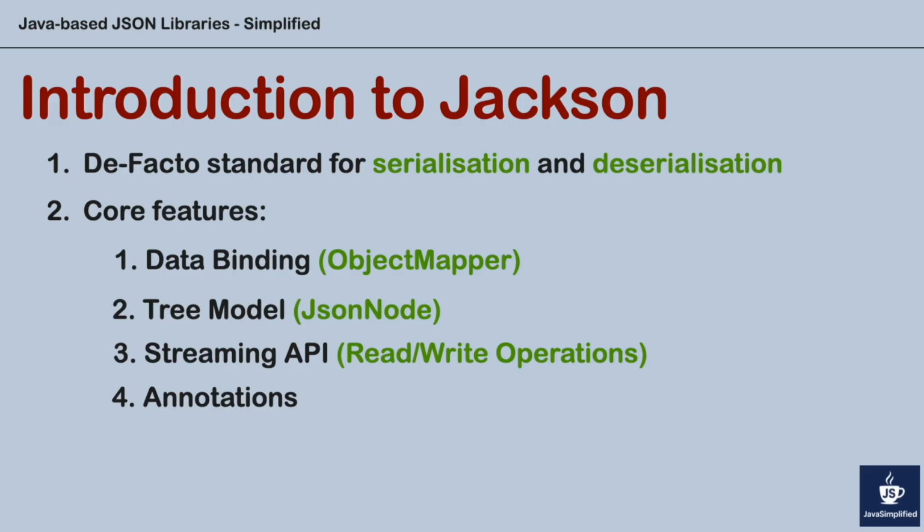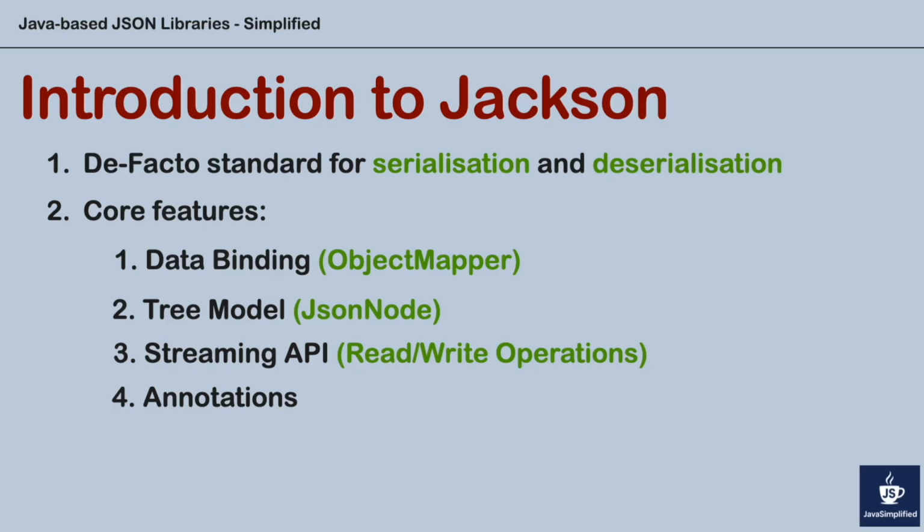Okay, the first feature is data binding. In very simple terms, data binding means automatic conversion between Java objects and JSON using the ObjectMapper class. So the Jackson library provides a very important class called ObjectMapper, which converts Java objects to JSON and vice versa. This ObjectMapper class is also known as the brain of the Jackson library. In my upcoming videos, I will cover this ObjectMapper class separately in more detail.